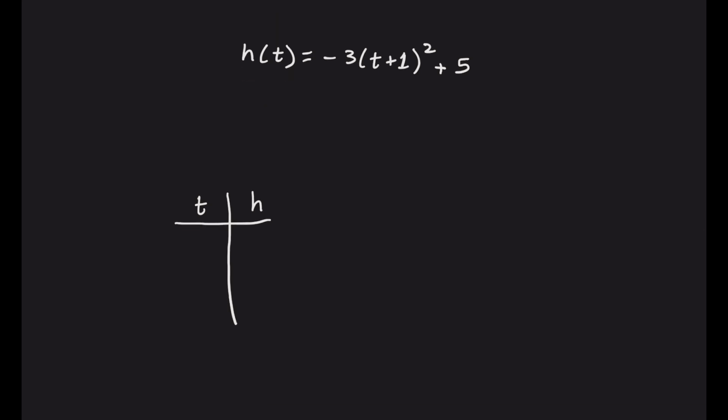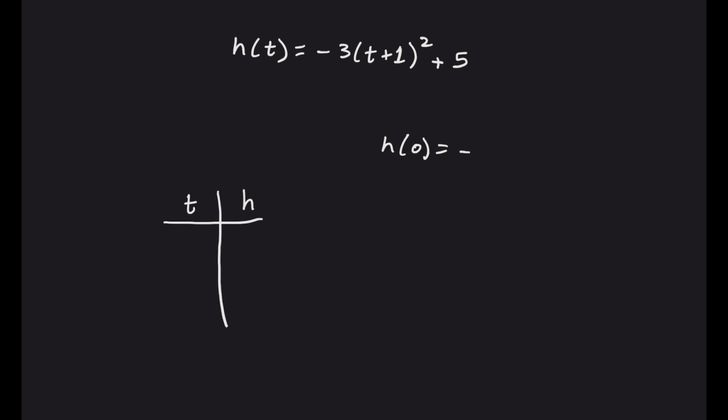So, okay. Let's just plug in random values for t. So let's put in 0. If you put in 0, 0 plus 1 squared plus 5, negative 3 times 1 squared is just negative 3 plus 5 is just 2. So when t is 0, h is 2.